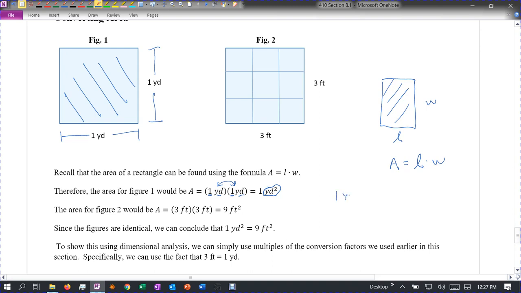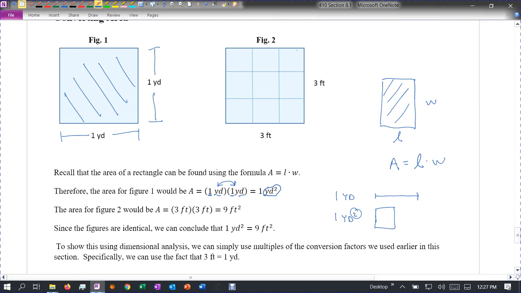If you write 1 yard, you're talking about the distance of something, how long something is. If you write 1 yard with a little squared on it, then you're talking about the area of a box. So those are two very different measurements, and so we must always pay attention to the square on the unit.